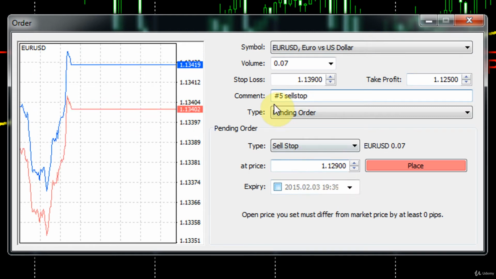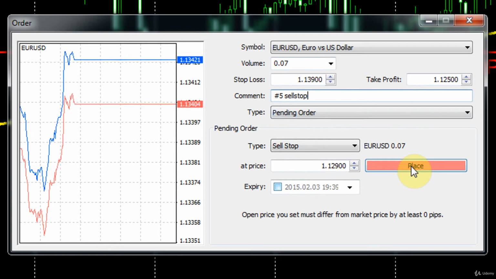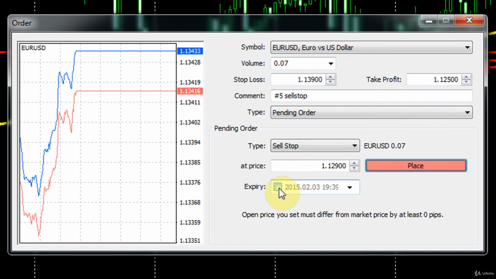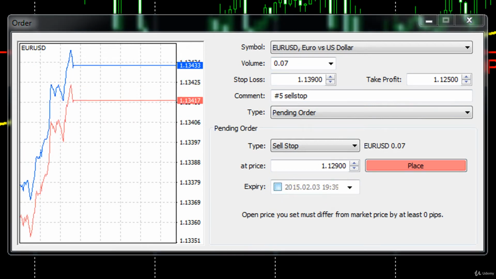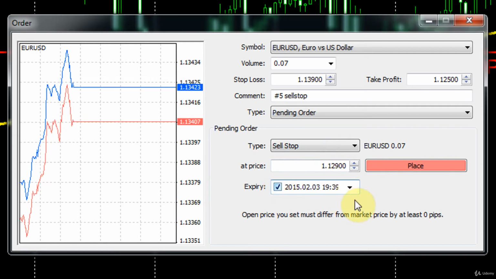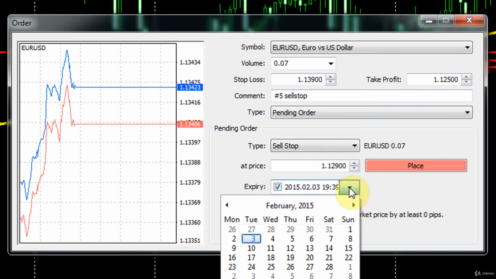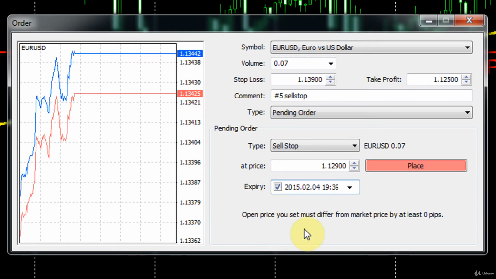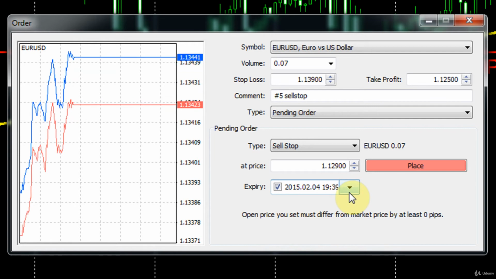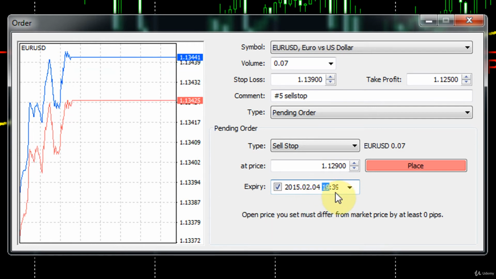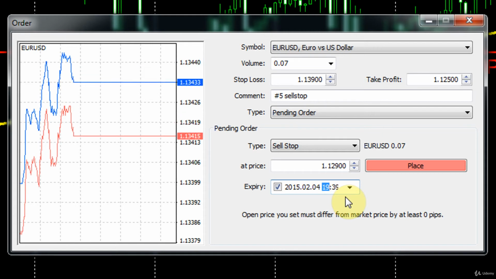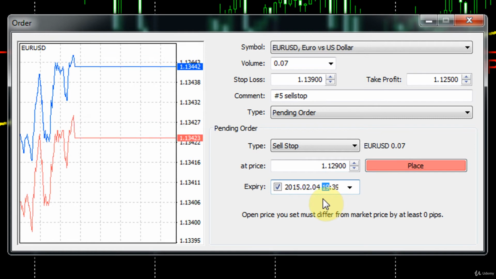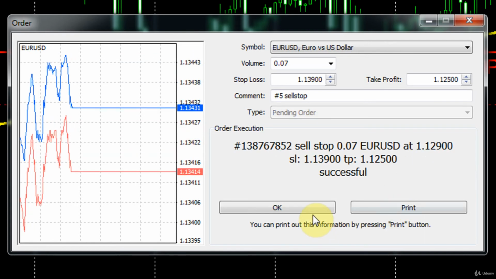Just check everything very quickly. Looks good. And oh yes, we can also set an expiry date for our order. How about we give it 2 days, or maybe 1 day should be enough. So that's today, and tomorrow at about the same time. Let's give it just over 1 day. So we'll place that, click place. That's our pending order placed.